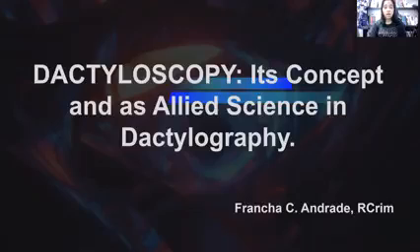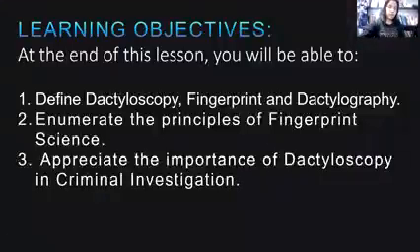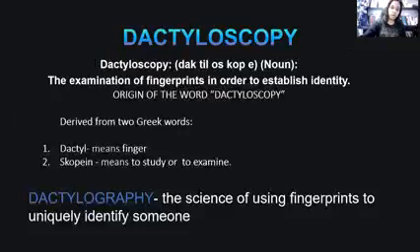I'm going to discuss dactyloscopy, its concept, and as an allied science in dactylography. Learning objectives. At the end of this lesson, you will be able to: first, define dactyloscopy, fingerprint, and dactylography. Second, enumerate the principles of fingerprint science. Third, appreciate the importance of dactyloscopy in criminal investigation.